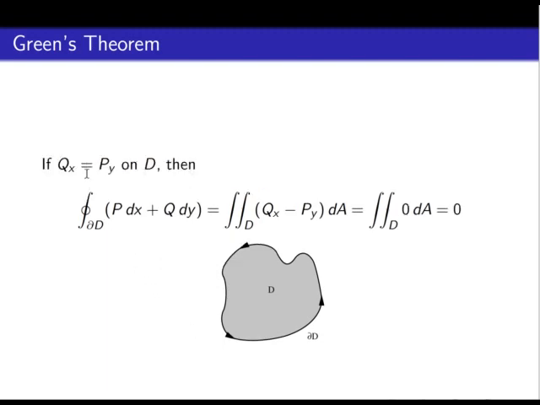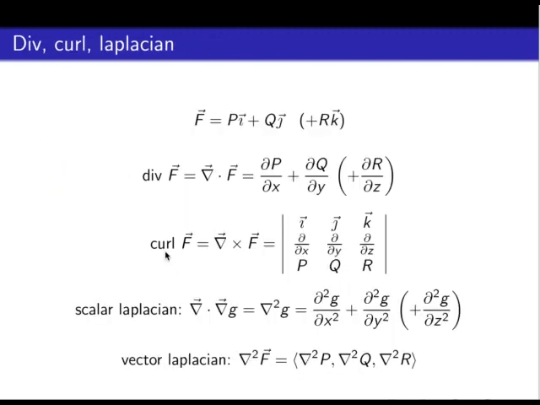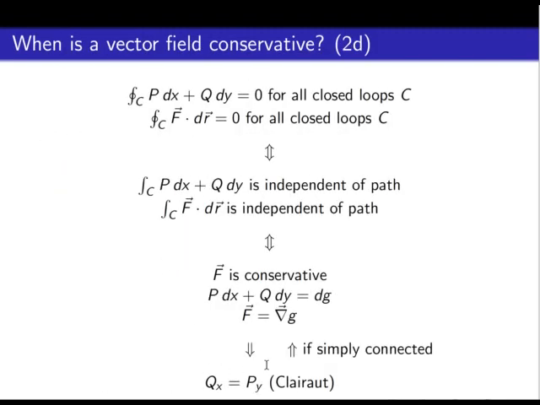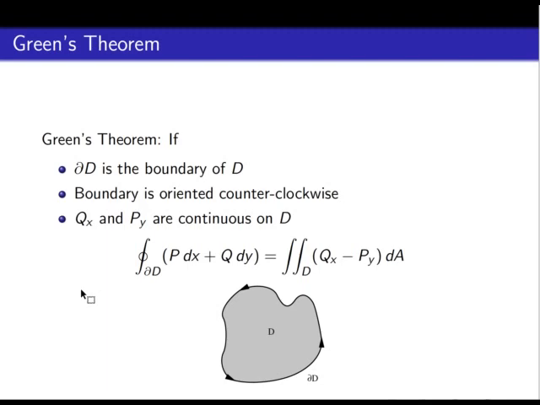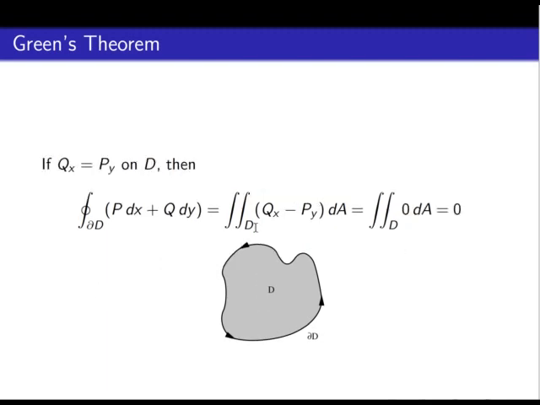So if Q_x equals P_y on this region, I'm going back to this Clairaut result here. If this is true, why is this true? Well, this actually proves this. The integral of any closed loop of F dot dr is 0. And so if Q_x equals P_y, then by Green's theorem this is 0, and then it gets 0. So that means this integral of F dot dr is always 0.